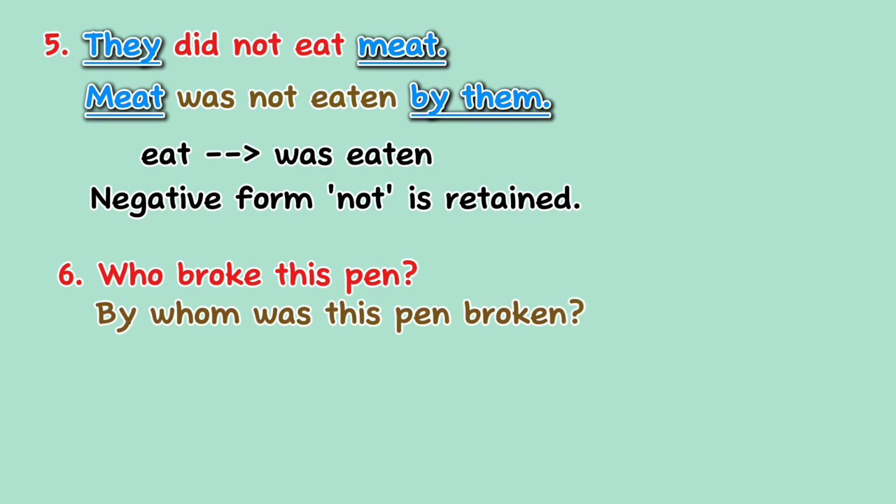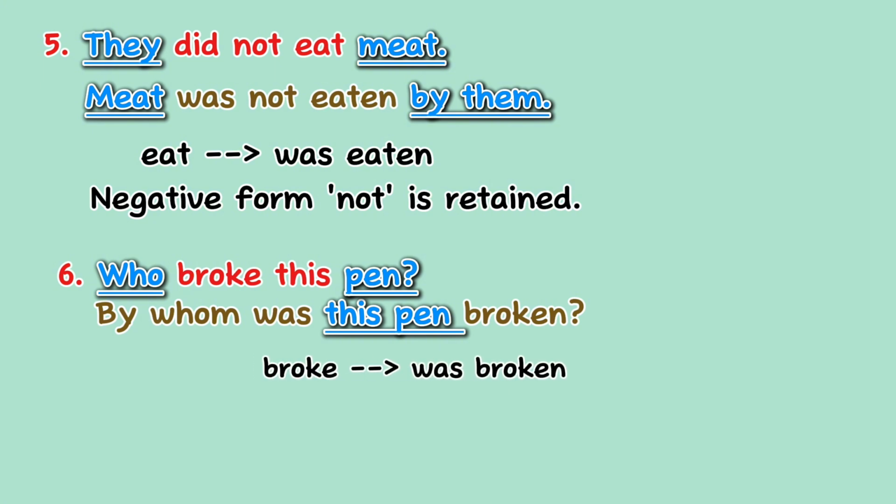In the original sentence, the subject who is questioning the performer of the action, which is breaking the pen. To convert this into the passive voice, the object this pen becomes the subject of the sentence. The verb broke is transformed into the passive form was broken. The question structure is maintained by beginning the sentence with "by whom" instead of "who." Thus, the passive sentence reads, "By whom was this pen broken?"